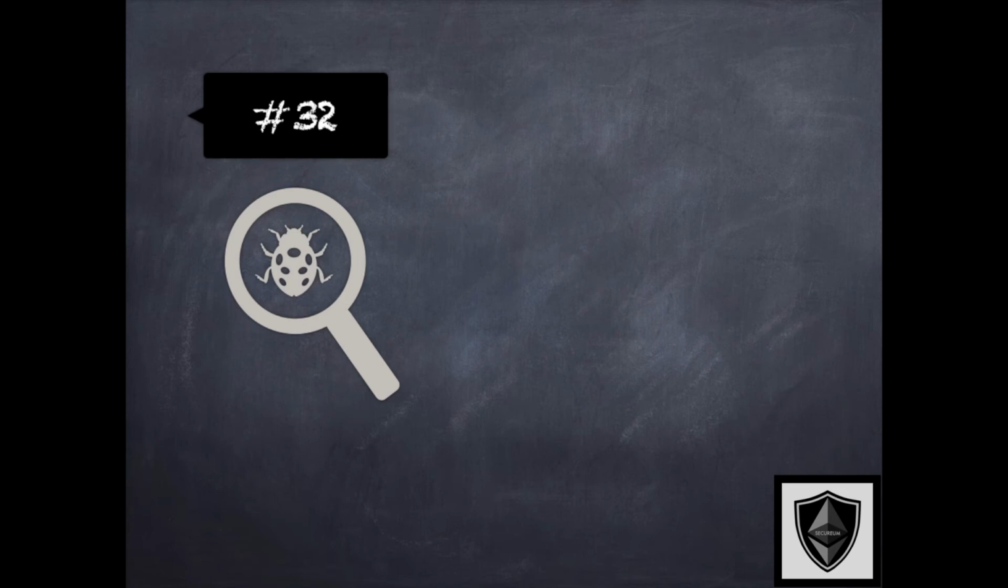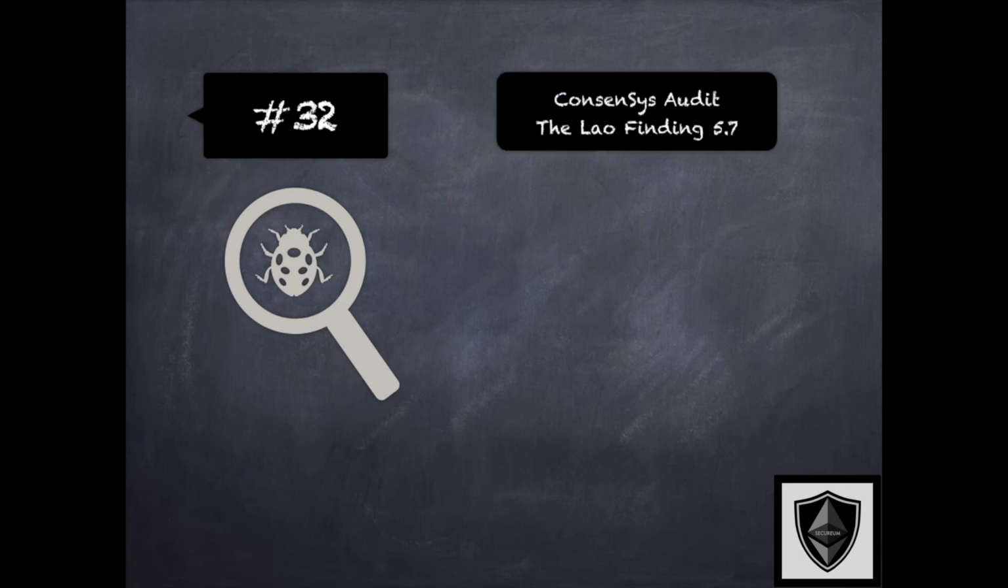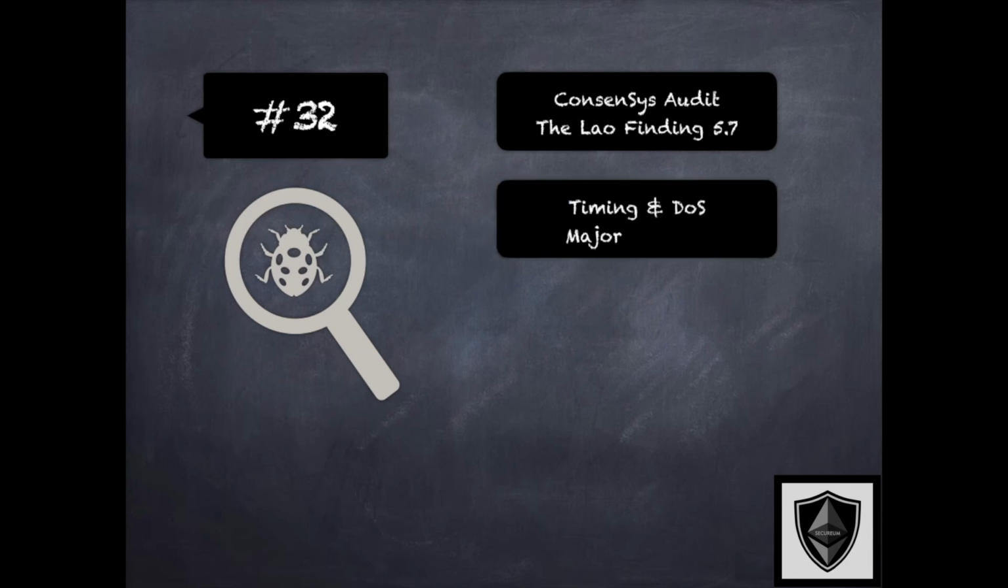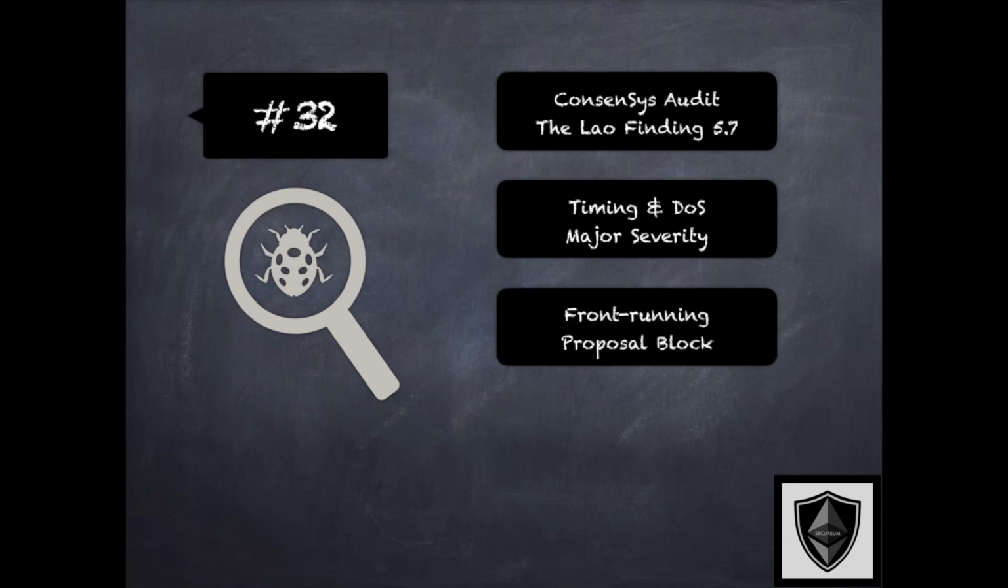Number 32 is another finding from Consensus Diligence Audit of the Lao Protocol, where it was another major severity finding related to timing and denial of service. If the proposal submission and sponsorship were done in two different transactions, it was possible to front run the sponsor proposal function by any member so that they could block the proposal thereafter.